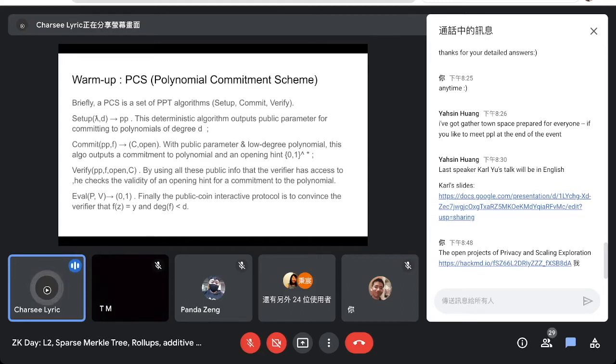And the second phase is commitment. The prover commits his data to a polynomial, and this algorithm outputs a commitment to the polynomial and an opening hint. After the prover commits his secret value to the polynomial, the verifier can verify with all this public data by having access to it, and he can check the validity of this opening hint.